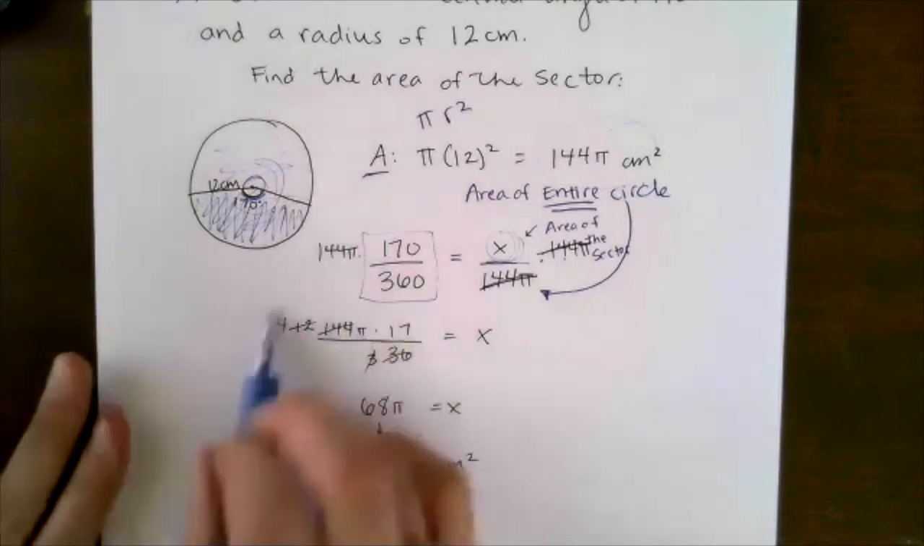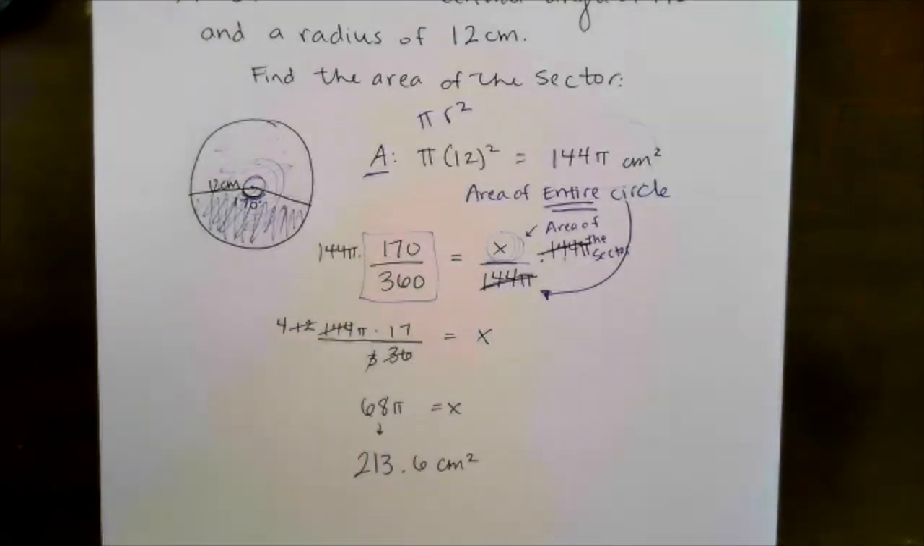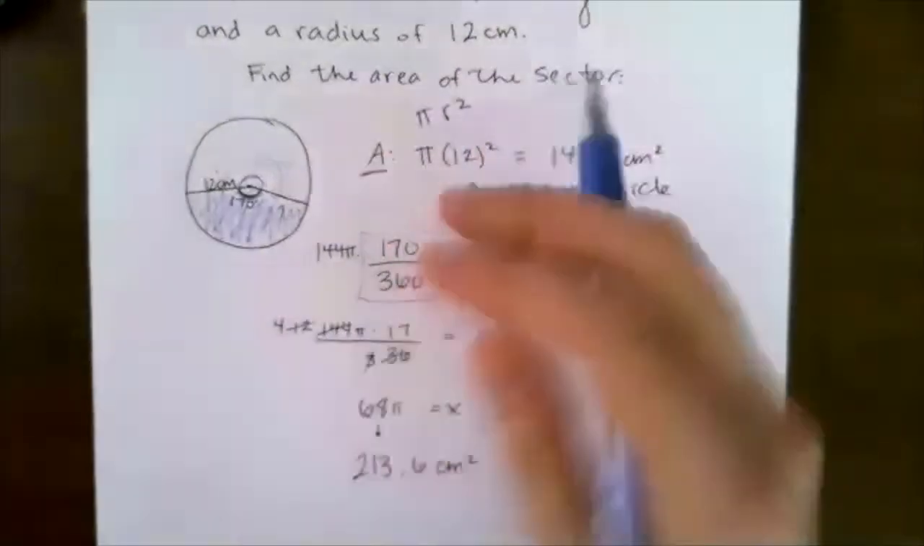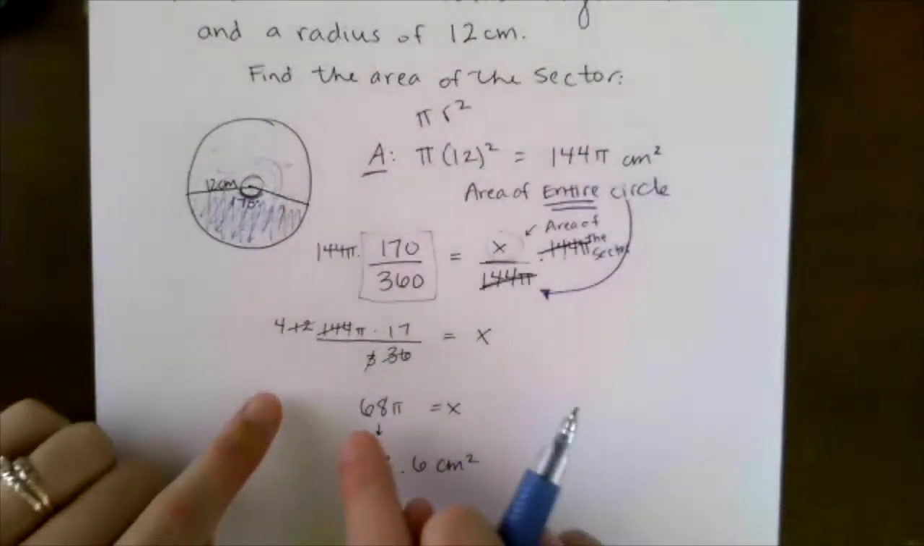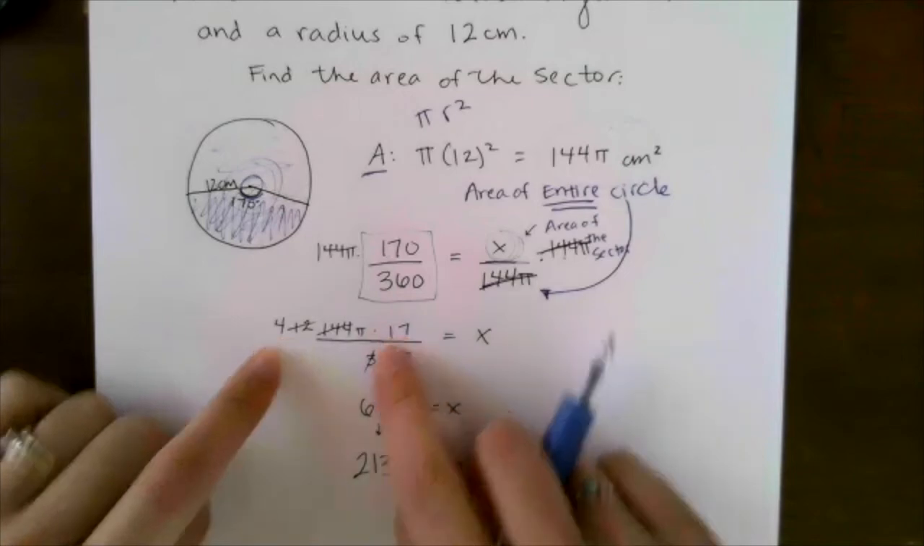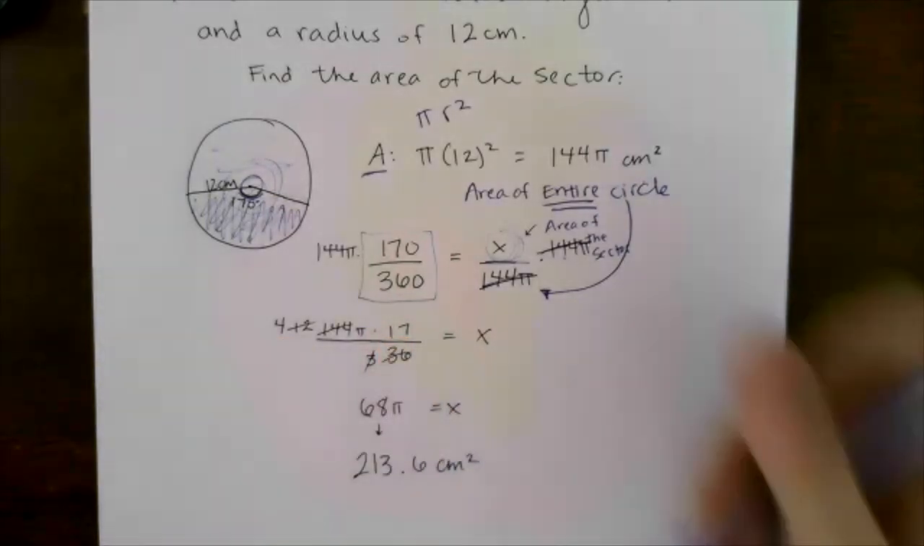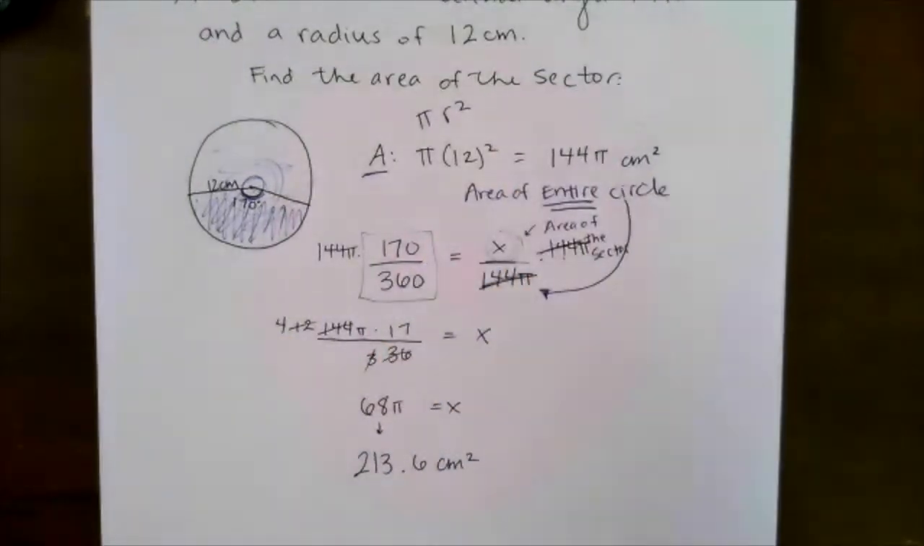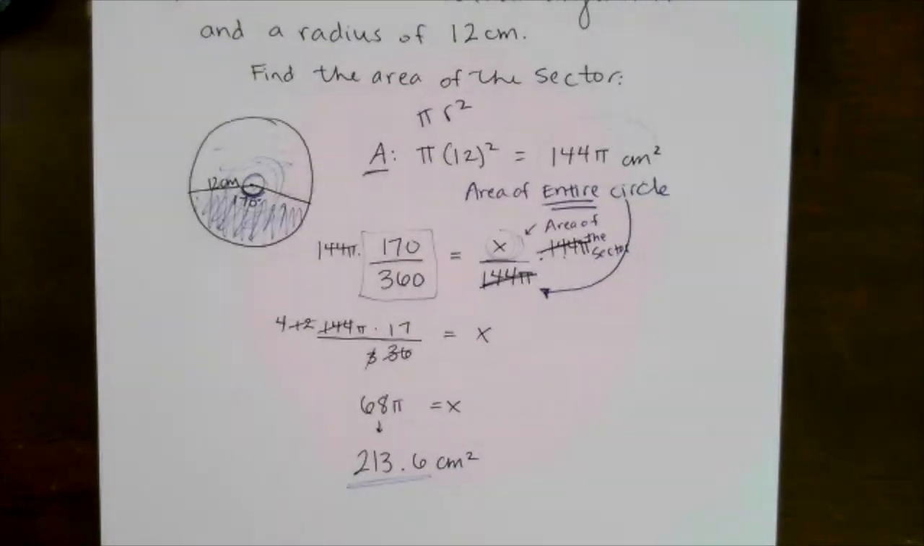So all this, it's a little bit funky looking, and it might look like that on your own paper as well, but it's all just simplifying that fraction down. And so then the 68, we could double check it on a calculator too, but 4 times 17 is 68. And then there's still that little pi right there. So we've got 68 pi, which when you multiply those together, you get 213.6 centimeters squared.